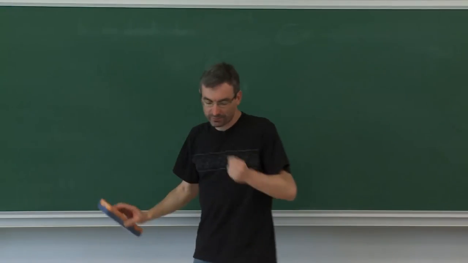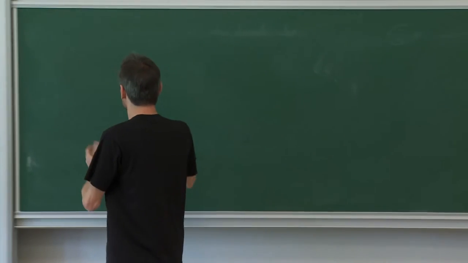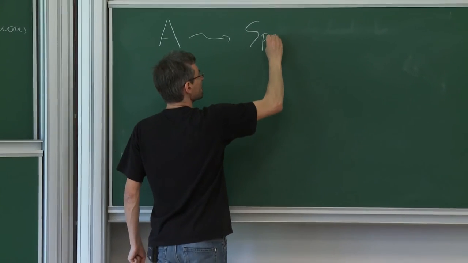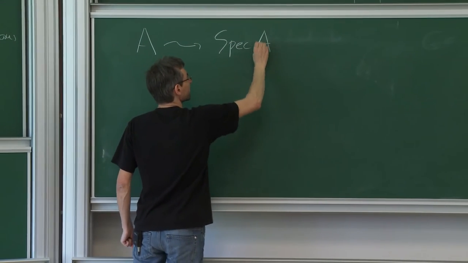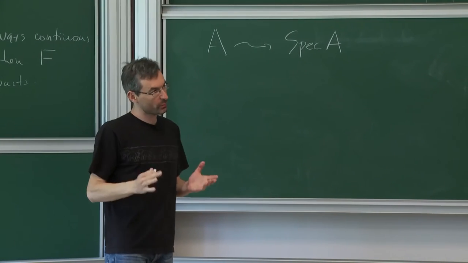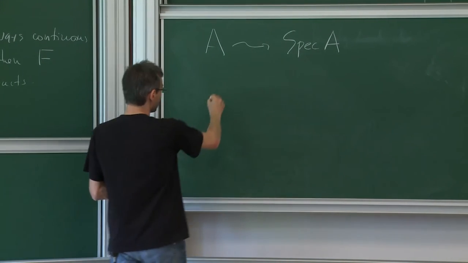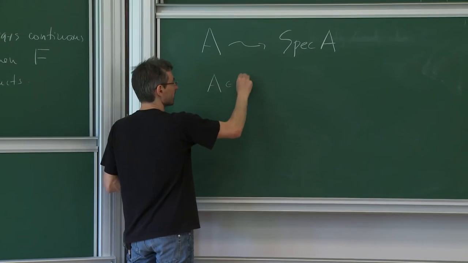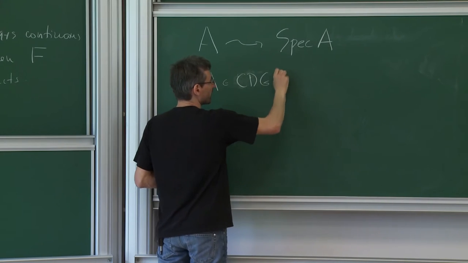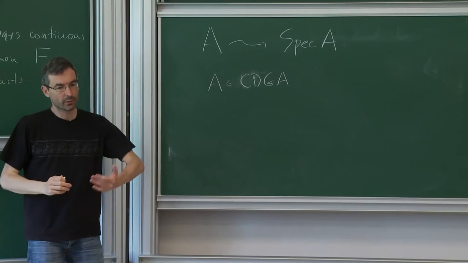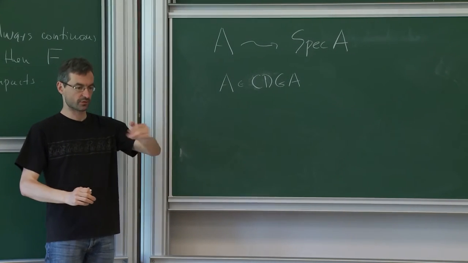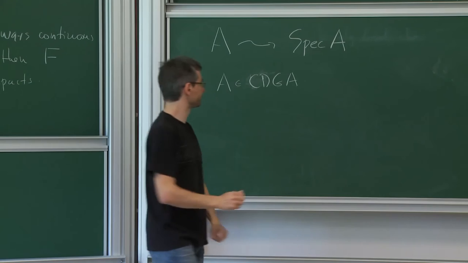Okay, so what do I mean by derived algebraic geometry? In ordinary algebraic geometry, if you have a commutative ring A, you can attach to it Spec A, some kind of topological space with a sheaf of functions. What you have to know about derived algebraic geometry is the same thing, but A is now a CDGA, a commutative DG algebra, which lives in non-positive cohomological degrees. The latter is important: it starts from zero and goes to the left.